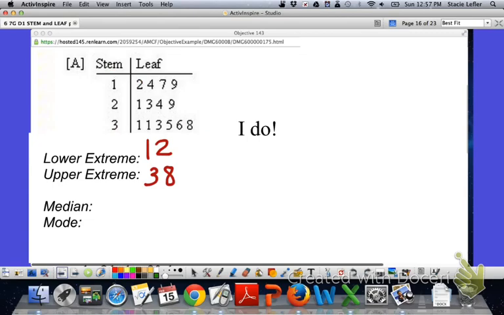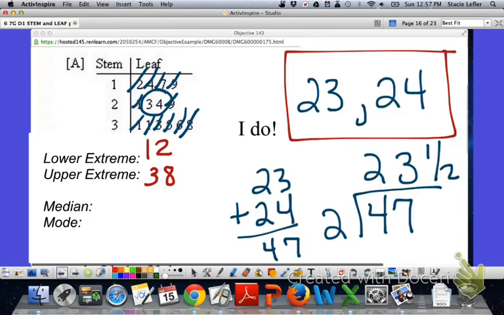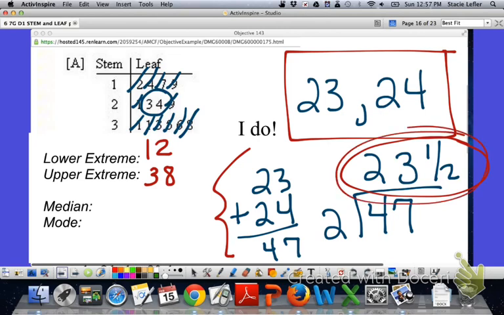The median is the one that falls right in the middle. So we start with our smallest, and we're going to cross off from our smallest and our largest. So I crossed off 1 on each end, 2 on each end, 3 on each end, 4 on each end, 5 on each end, 6 on each end, and there's 2 that fall in the middle. To find the middle of two numbers, you can add them up and then divide by 2, which is the mean of those two numbers. Or you can just think, well, what's going to fall right in the middle of 23 and 24? 23 and a half.